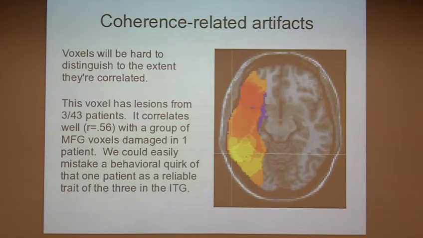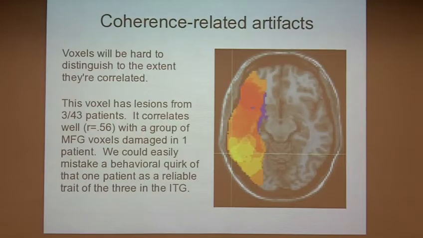So, the level of smoothness of this map is affected by all sorts of things, not just the number of subjects, but also particular qualities of the patient population, inclusion-exclusion criteria, things like that.